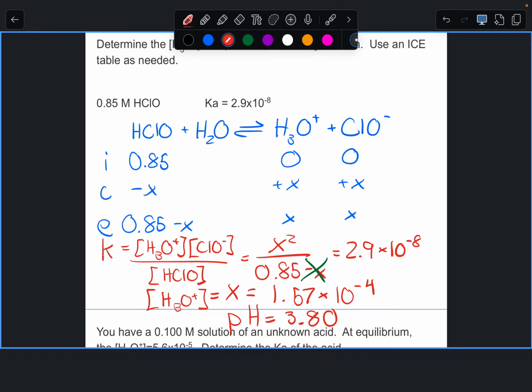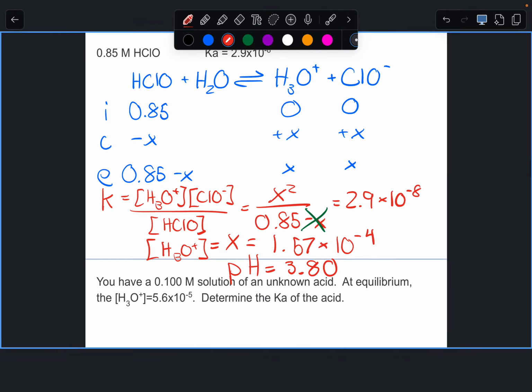So these ICE tables start to feel like, why am I writing the exact same ICE table every time? I know it's x squared over the concentration minus x. Just stick with it for a little bit longer, because on Monday when we start 18, we make them more complicated, so we need to maintain this routine of the ICE table.